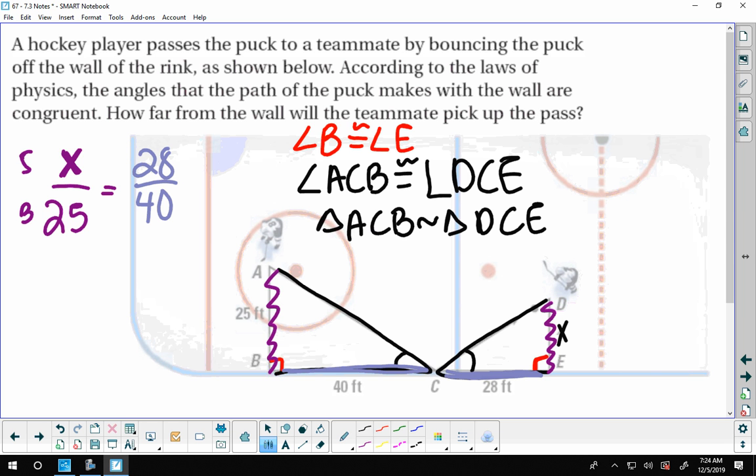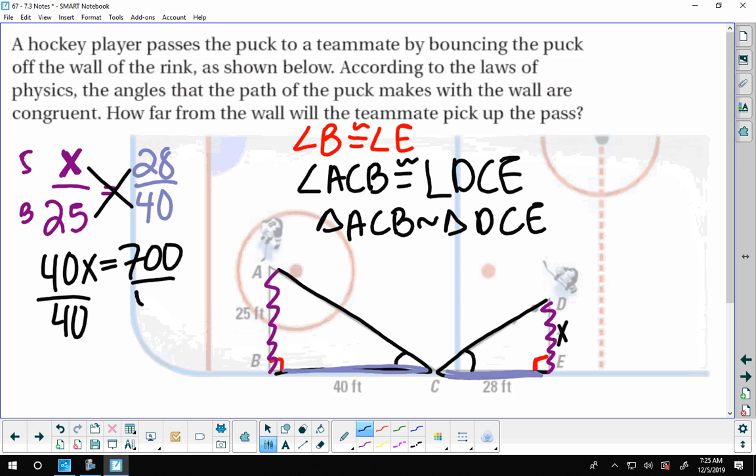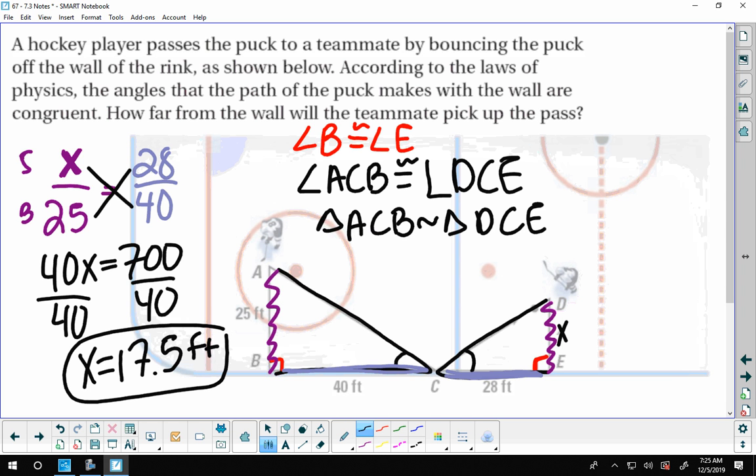So now we can cross multiply to solve for x. 40 times x gives me 40x. And 25 times 28 gives me 700. Divide both sides by 40, and we get that x equals 17.5. Do we have any units here? Yep, feet. 17.5 feet.